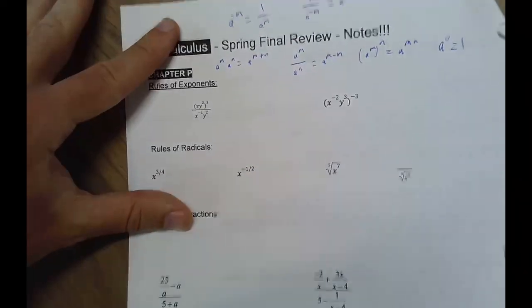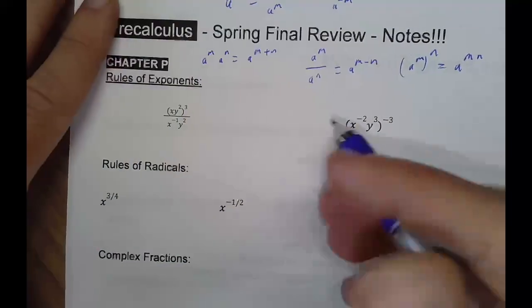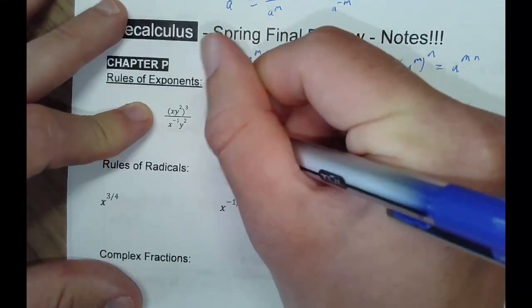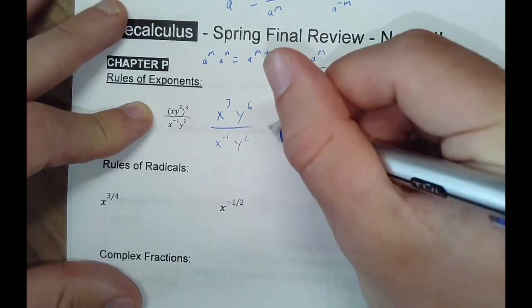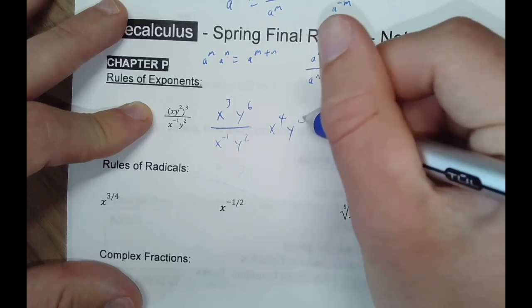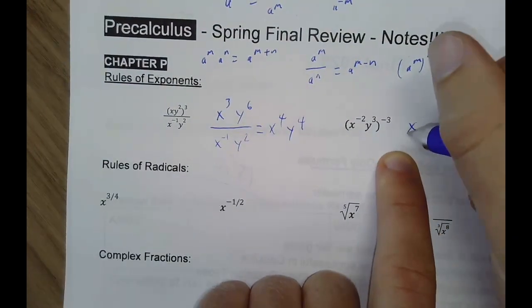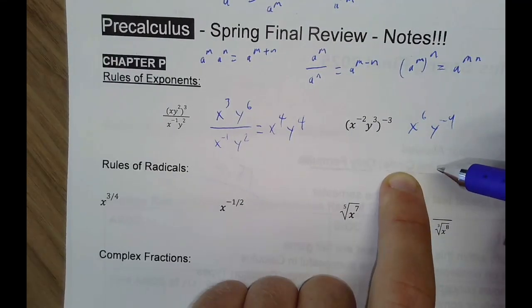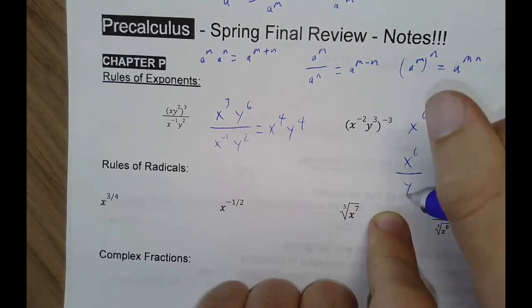Okay, so when we simplify these here, we are going to get x to the third, y to the sixth, that we're multiplying over x to the negative 1, y squared. Then we're going to subtract. We're going to get x to the fourth, y to the fourth. Here we're going to multiply. We're going to get x to the 6th, y to the negative 9th. That is x to the 6th over y to the 9th.